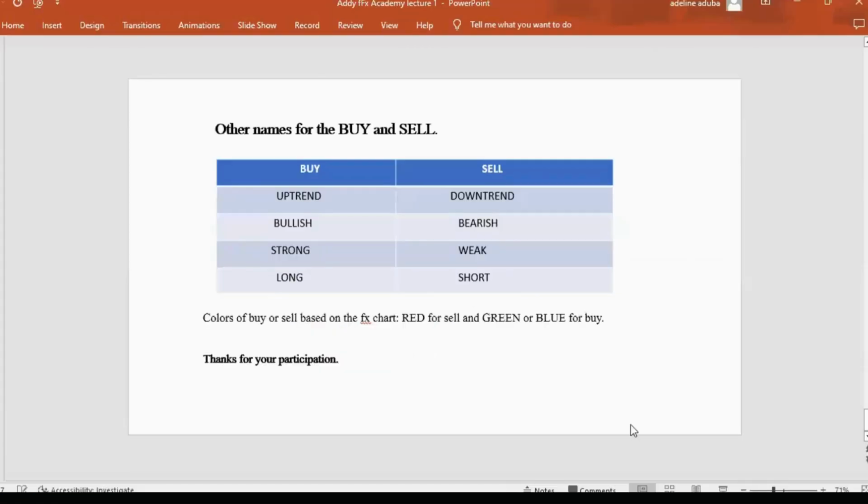Please, do you guys understand what I'm saying about the buys and the sells? Oh, Jesus. Okay. Please comment. Please ask questions. Do you understand what I'm talking about, buy and sell?